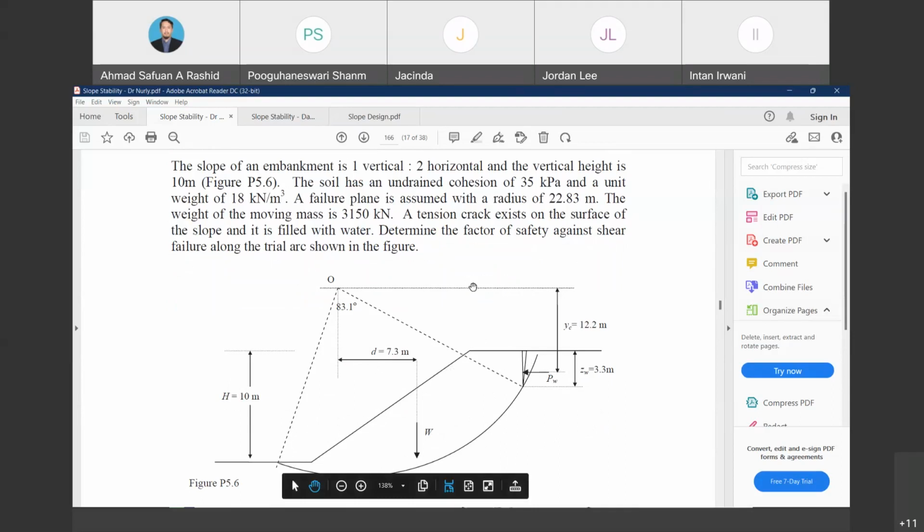A tension crack exists on the surface of the slope and it's filled with water. So this tension crack is filled with water. Determine the factor of safety against shear failure along the trial arc assumed in the figure. So first, we determine the resisting moment.